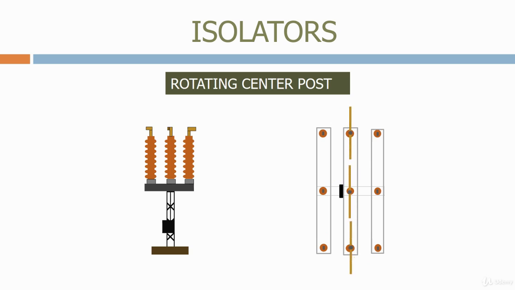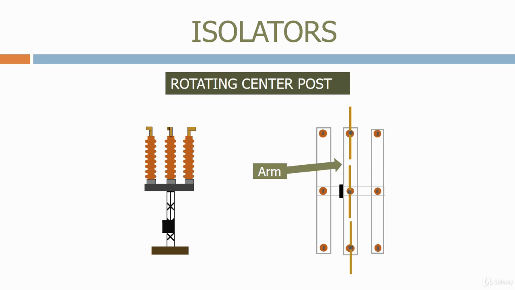Let's look at the key elements of this isolator. Firstly, we have the rotating arm, which is rated to carry the same system currents and short circuit currents as the main conductors that are connected to the isolator. As the name suggests, the arm rotates around the center post, isolating the electrical energy from the circuit.